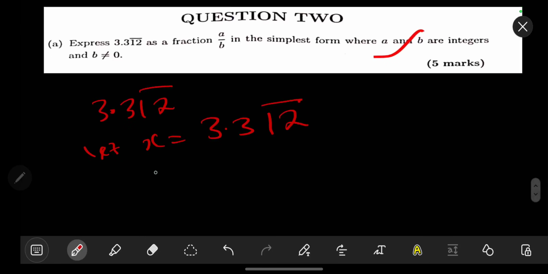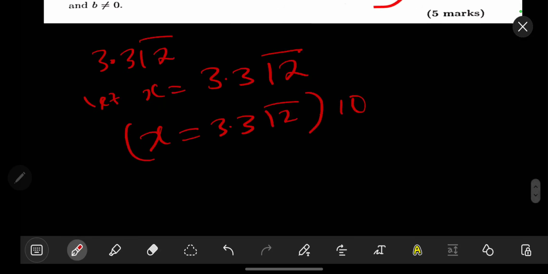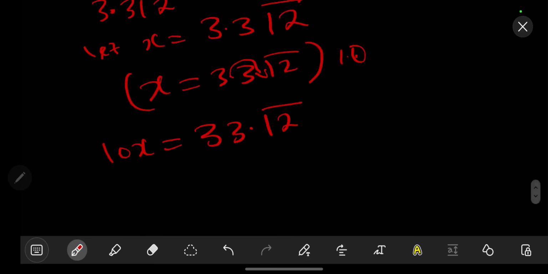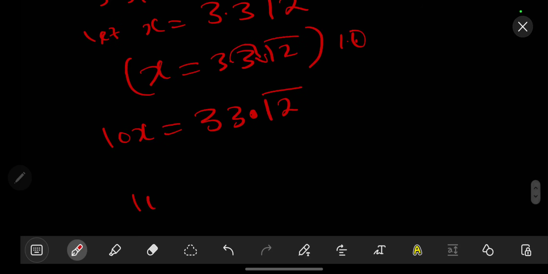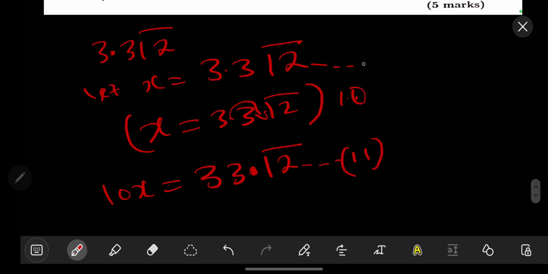Let's multiply this by 10. So x is equal to 3.312 repeating. Multiplying by 10 gives us 10x equal to 10 times 3.312, which means the decimal point moves once. So it will be 33.12 with a bar. Now our end goal is to have another number that has the repeating unit at the end only. So this is our second equation. The first equation is this one.